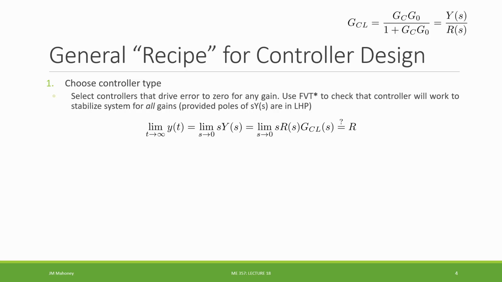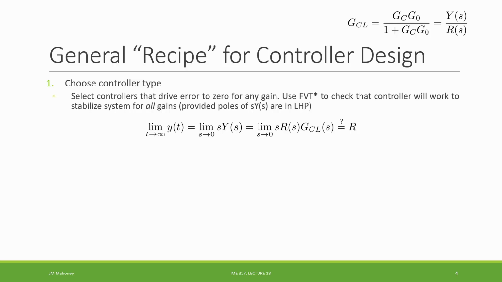And what we can do is find, using that equation in the upper right there, that if we multiply through by R, which in this course we are only going to be using step functions for R, we want to know, does that limit always go to R, the amplitude of that step function?